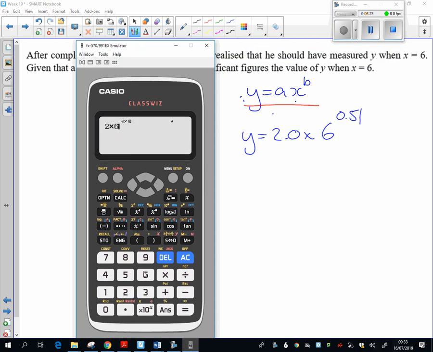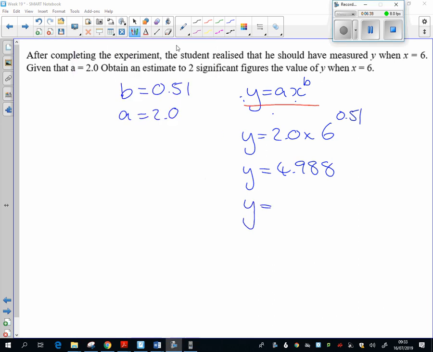2 times 6 to the power. And if they've told me to round to two significant figures, then that's what I'll use in my working. And again it does say here two significant figures, so that's going to be 5.0.